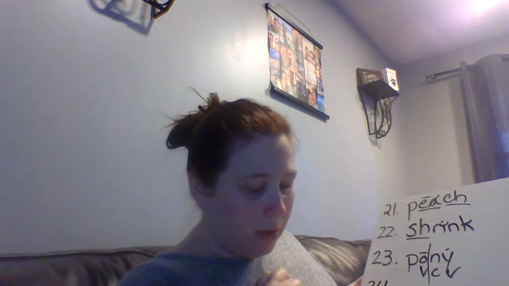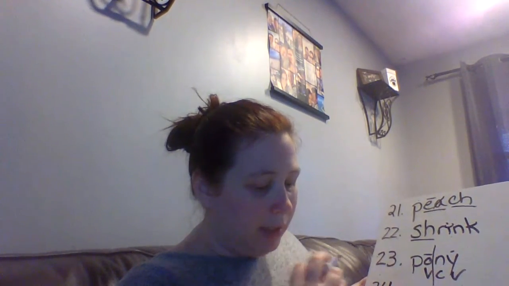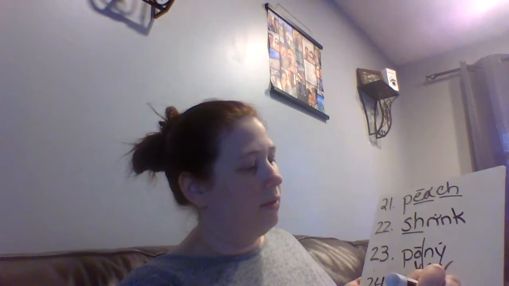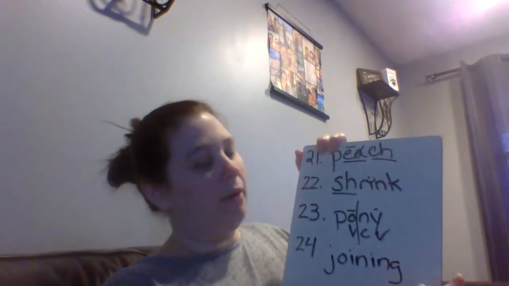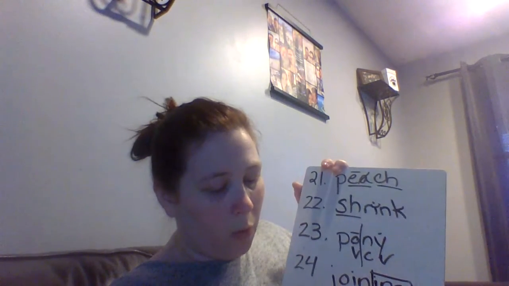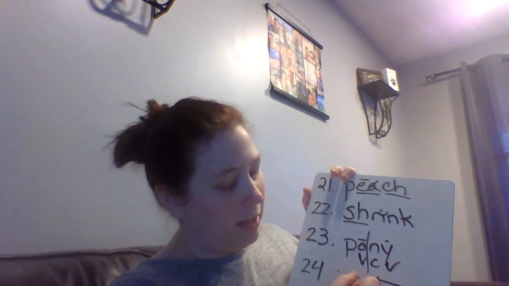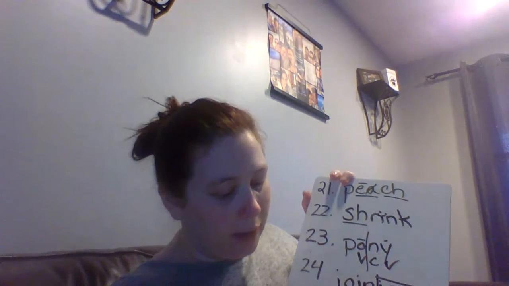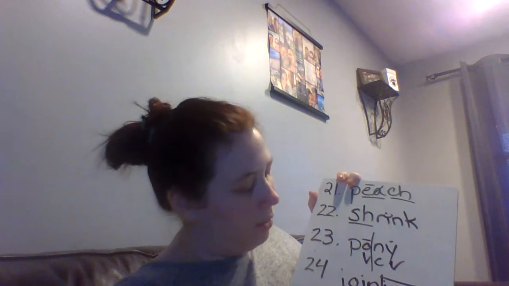24. Joining. Here we have a suffix. Here we have the suffix ing. We're going to box that off. Here we have our oi diphthong. Remember that odd thing? We're going to draw a little arc underneath of it. And that's all we have for joining.